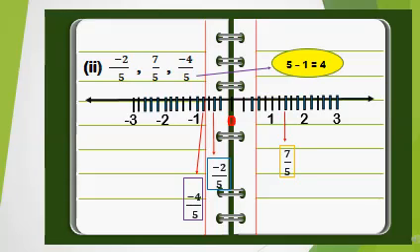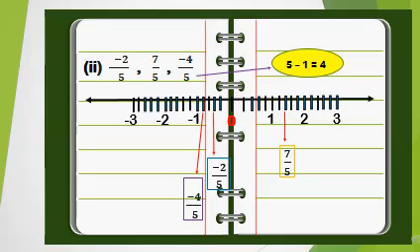So first we will draw the number line. After drawing the number line, we will place 0 in the middle. After placing 0 in the middle, we will see the denominator. Here what is the denominator? Yes, here the denominator is 5. So we will subtract 1 from 5. 5 minus 1 equals 4.